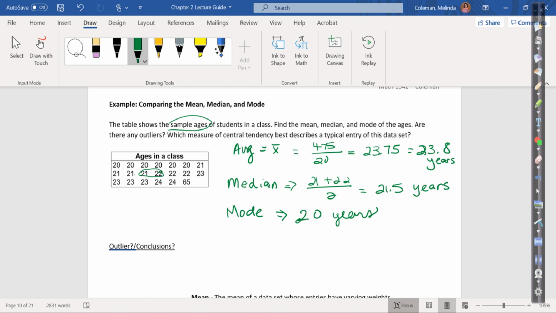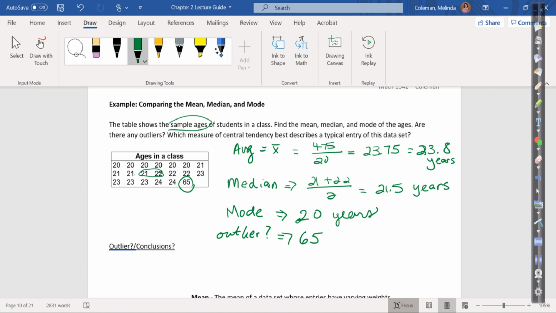Right? Is there an outlier? That's the next question. An outlier is a piece of data that doesn't really fit with what you would think. Well, if the average age was 23.8, the middle age is 21.5, the age that occurs most often is 20, and I have this number sitting back out here at 65. That really doesn't fit any of the data set. It's really way far out. So since it's outlying, it's outside of the data, it's not going to make a whole lot of influence on everything else.